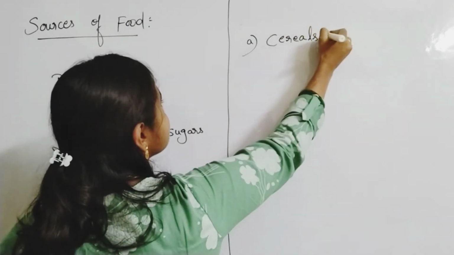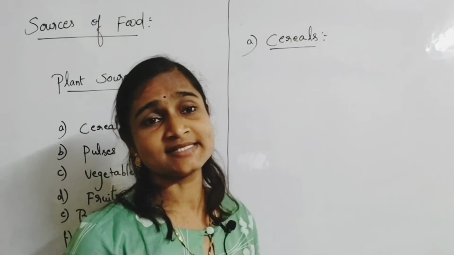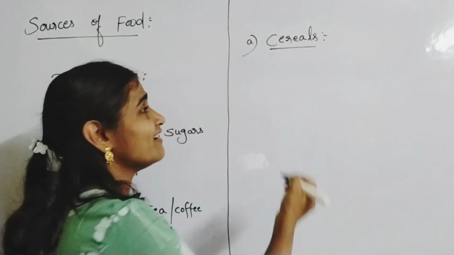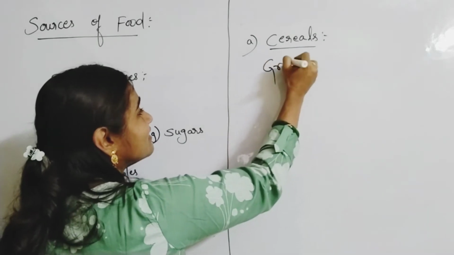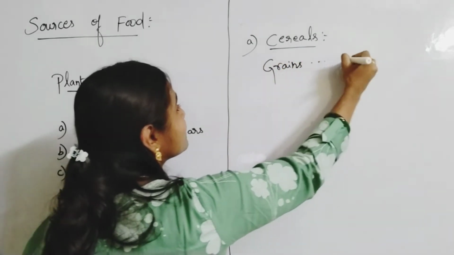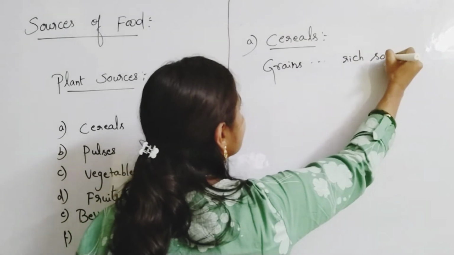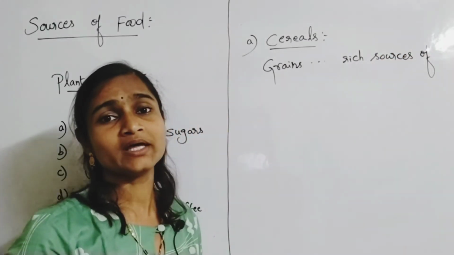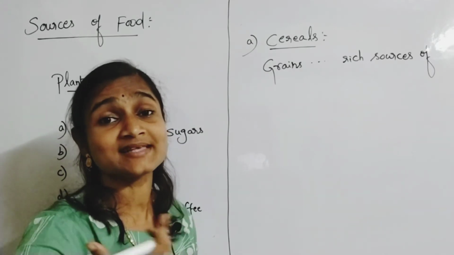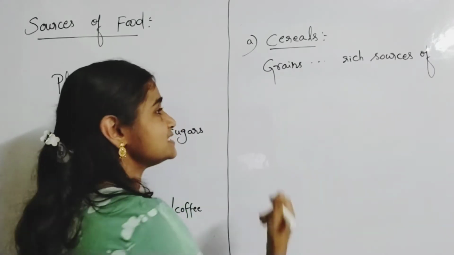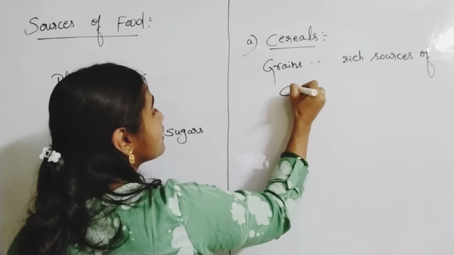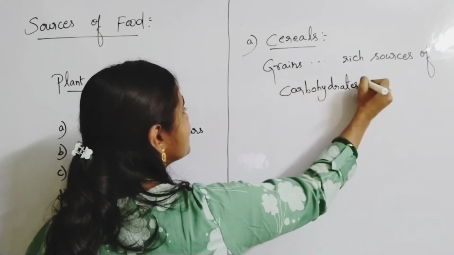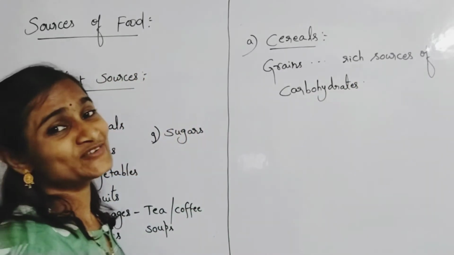Cereals are a type of grains which are rich sources of carbohydrates. These are base products. They give a lot of energy, base energy, to our body, isn't it? Rich sources of carbohydrates: cereals.